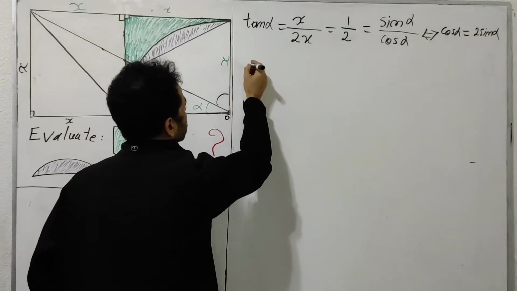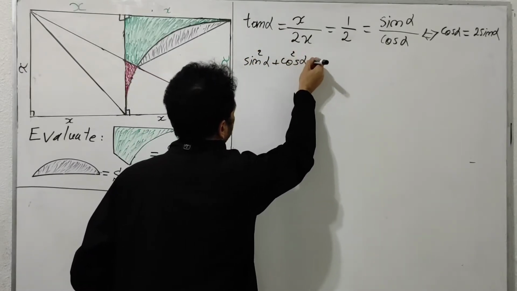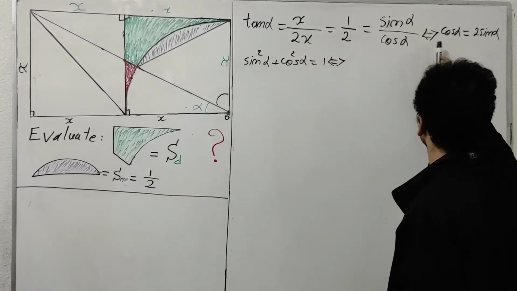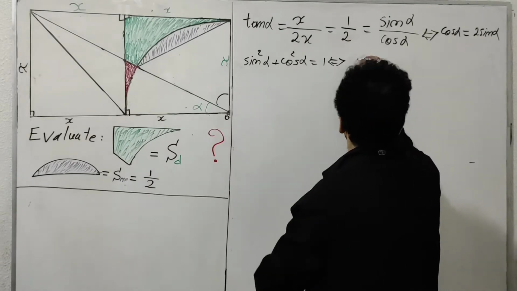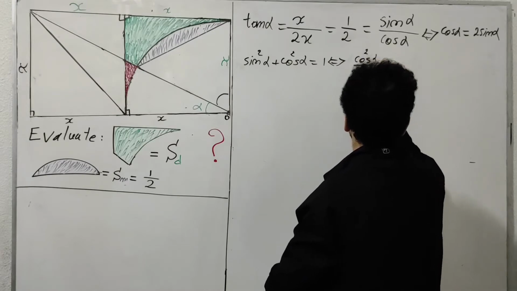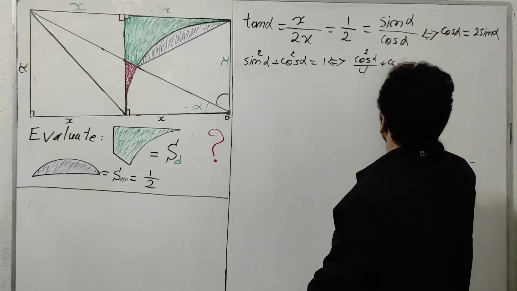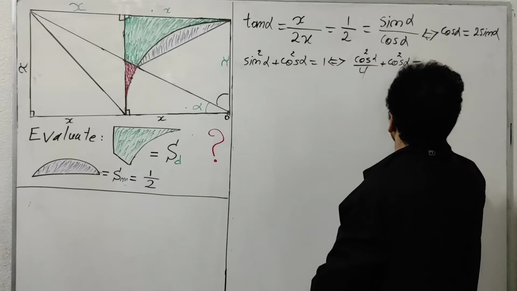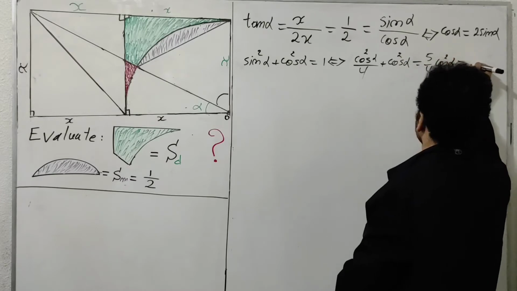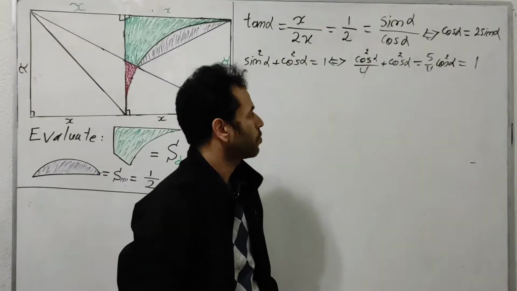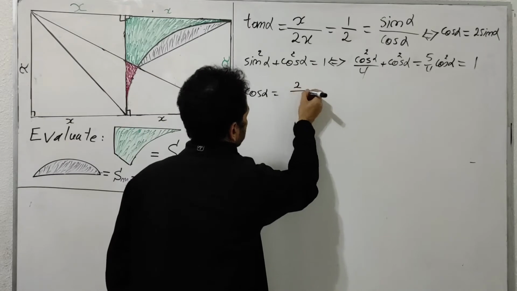On the other hand, we have sine square alpha plus cosine square alpha equal to 1. I'm going to use this expression and plug it into this equation. It gives me cosine square alpha divided by 4, by taking the square of this one, plus this term, which is cosine square alpha. This gives me 5/4 cosine square alpha, which is equal to 1. By dividing both sides by 5/4 and taking the square root on both sides, it gives me cosine alpha equal to 2 divided by square root of 5.